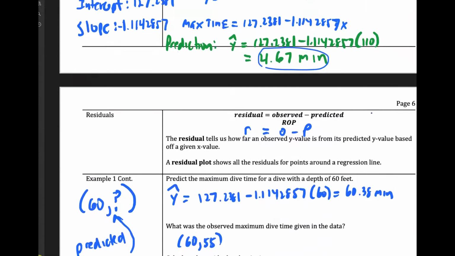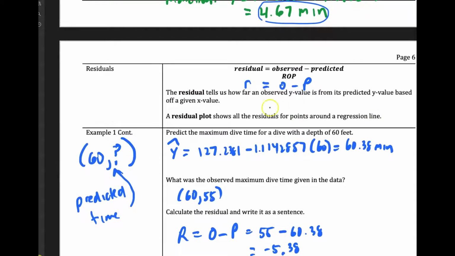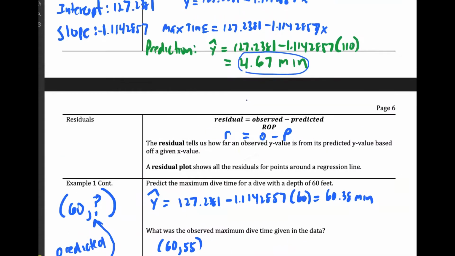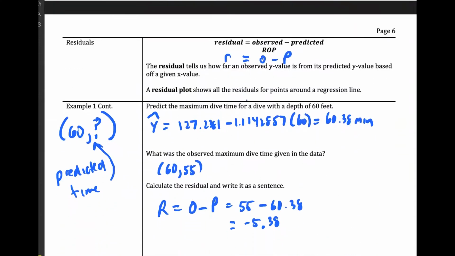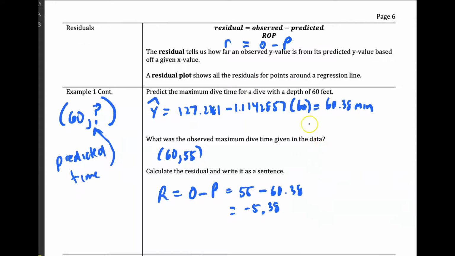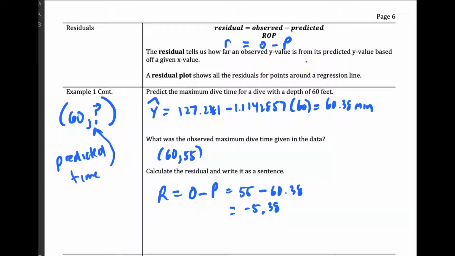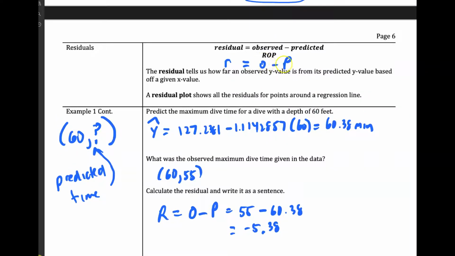And then, after you have a predicted value, we want to know what's called the residual. The residual tells us how far the observed value is from the predicted. We want to know if our prediction is good. We're making predictions about some observed values, which helps us determine how well our equation fits, so that maybe we can use it for other values that we haven't observed yet. So the residual tells us how far an observed value is from a predicted value. Remember, you have an observed value, you have the predicted value, and then you subtract the two.